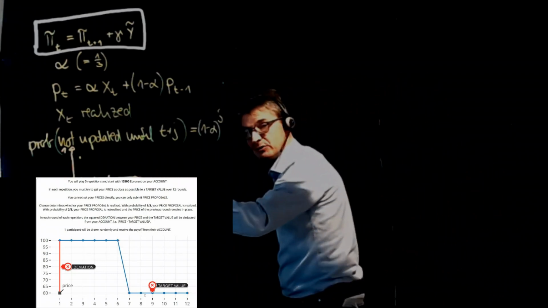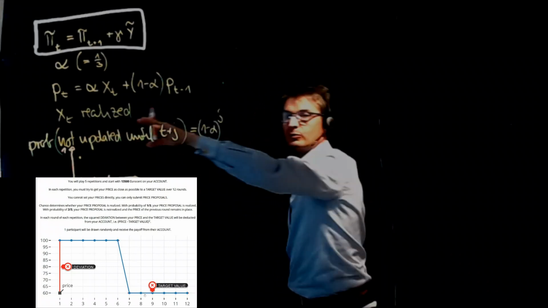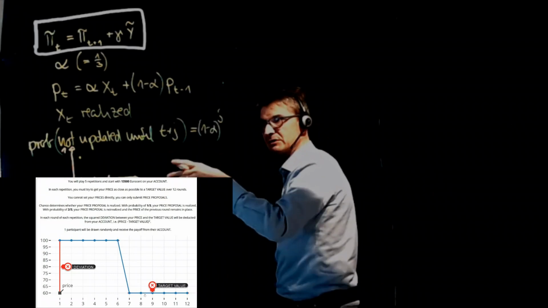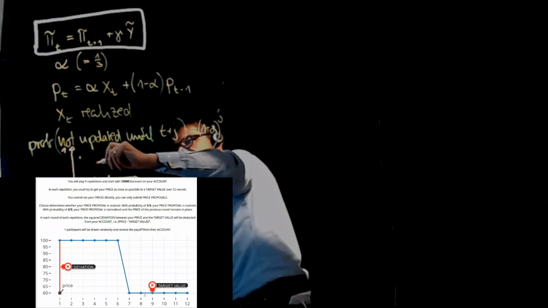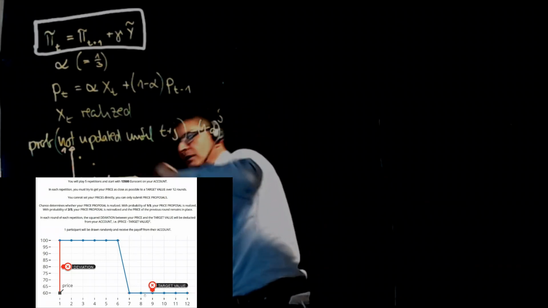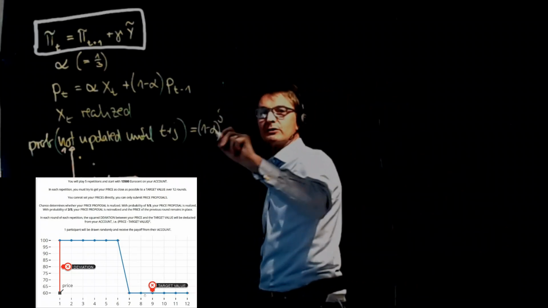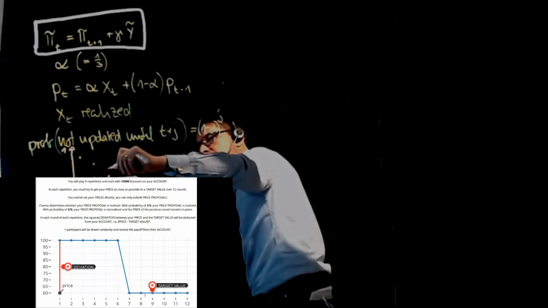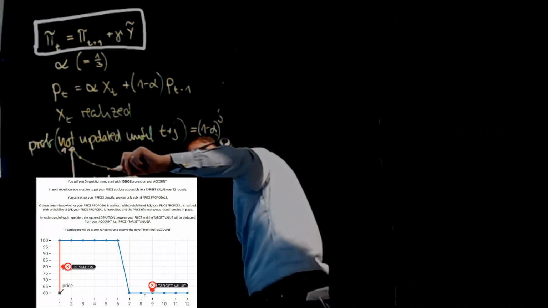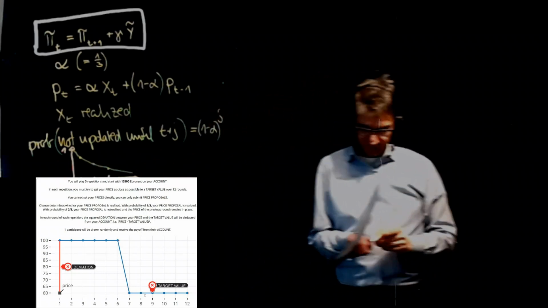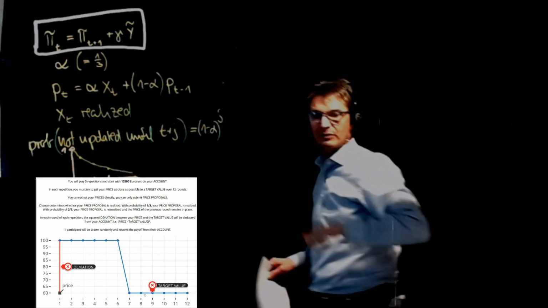In t plus 2, again, there is a chance of 1/3 that the old price proposal is updated. So 2/3 squared, that's about 44%. That's somewhere here. With this probability, it's not updated. In t plus 3, it's 2/3 to the power of 3. So then we're here. So it is this type of exponential function that approaches 0 but never completely reaches 0.